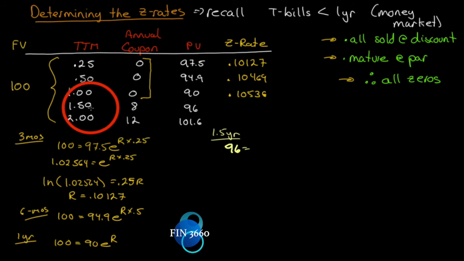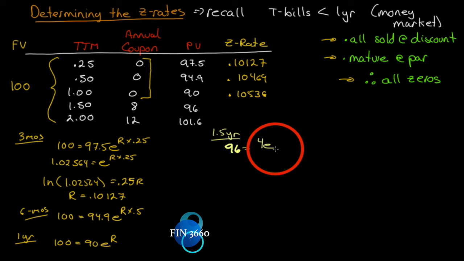It's 1.5 years, so this is a semi-annual. We're going to get 4. If it's 8 per year, we're going to get 4 every 6 months. So we'll get $4 in 6 months from now. So we're going to want to discount this at the 6 month zero rate.